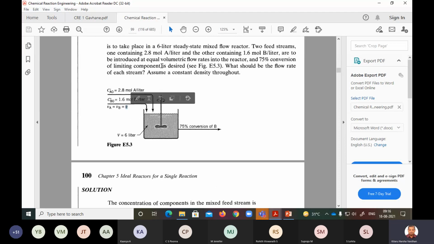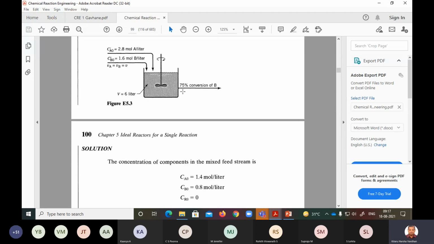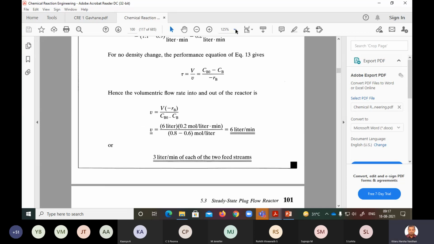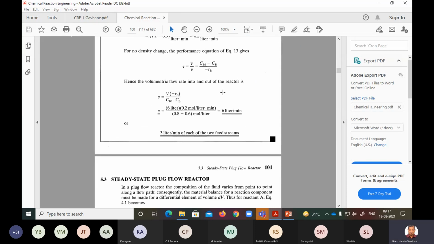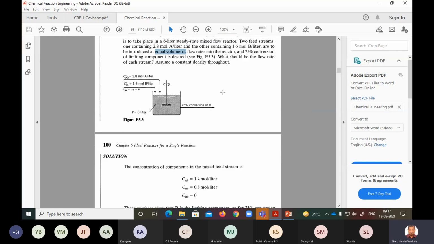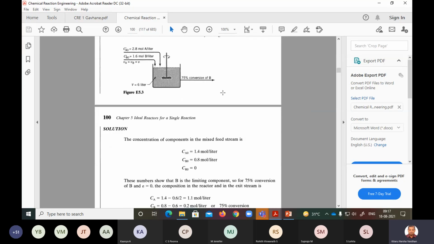Each stream has a volumetric flow rate, because VA and VB, 2 streams, should go in. The total volumetric flow rate is split equally. Therefore, the total is 6, which means 3 liters per minute for each of the 2 streams, and then it becomes 6 liters per minute in total. I don't know whether you understood this logic or not. I'll just put it up; try to do it. I'll give you 2 minutes. Just copy it down.